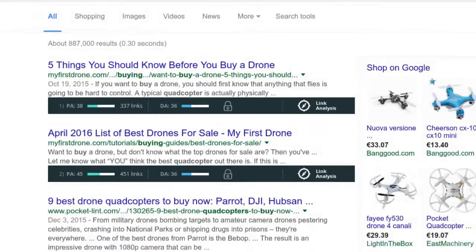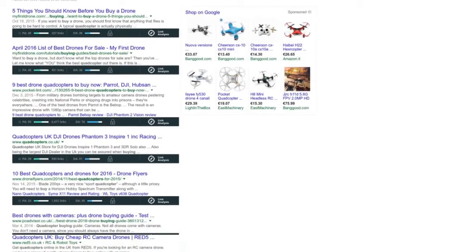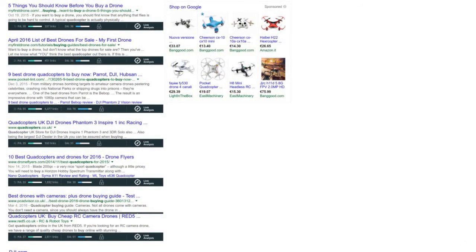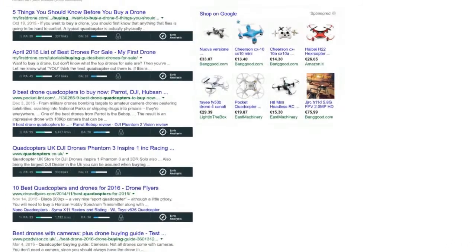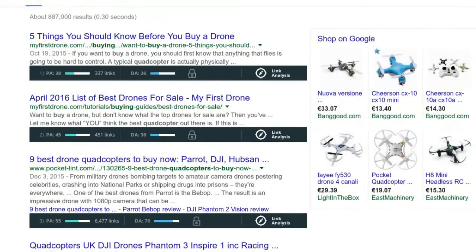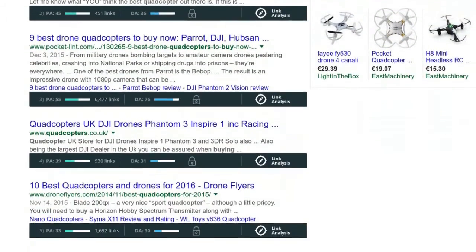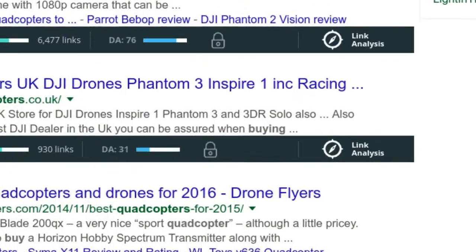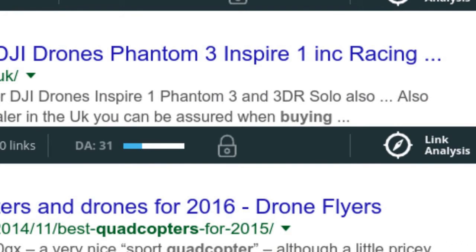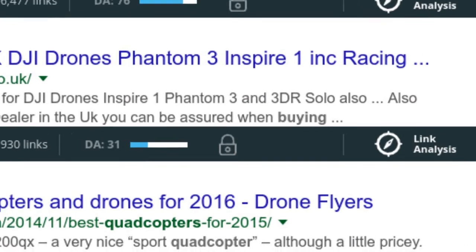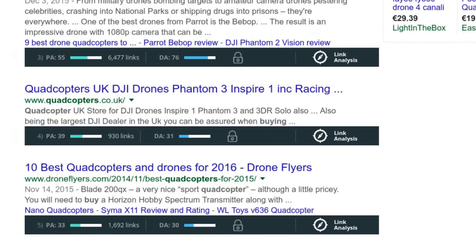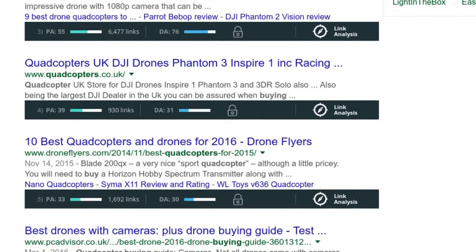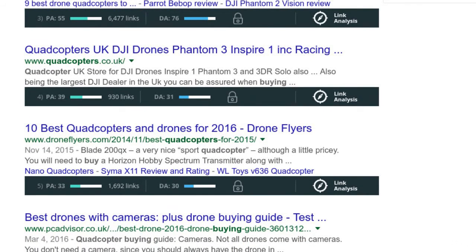Looking at the page metrics, most of the results towards the top of the page seem quite weak. The bar is about 1/3 full. MyFirstDrone.com and quadcopters.co.uk are both relatively weak. Quadcopters.co.uk appears to have thousands of links, but the domain authority is low. I suspect they have a lot of weak links. High authority links are much more powerful than weak links, so you shouldn't be intimidated by scores like these. Moving down the results, we see droneflyers.com. This is another weak domain.